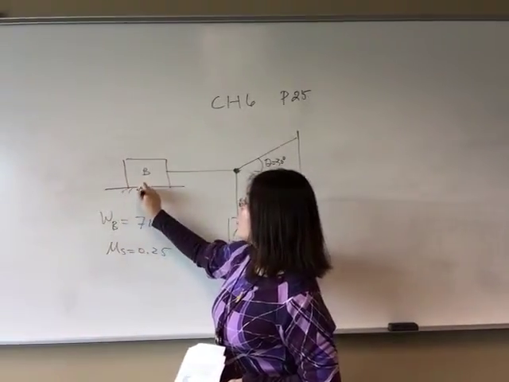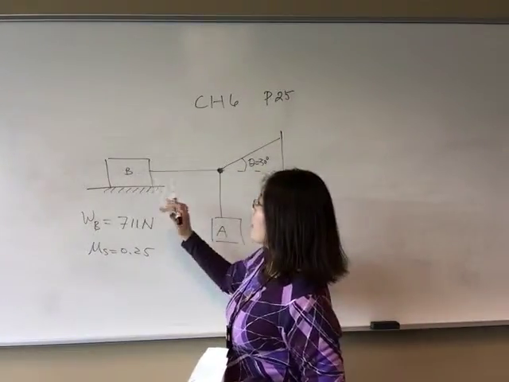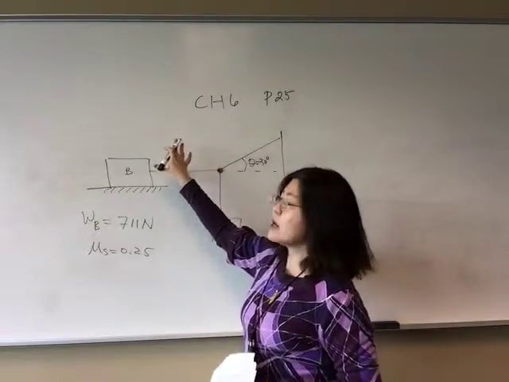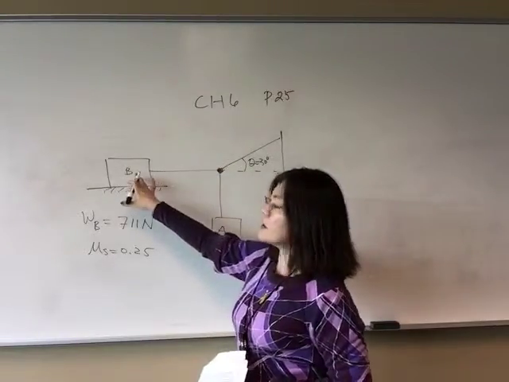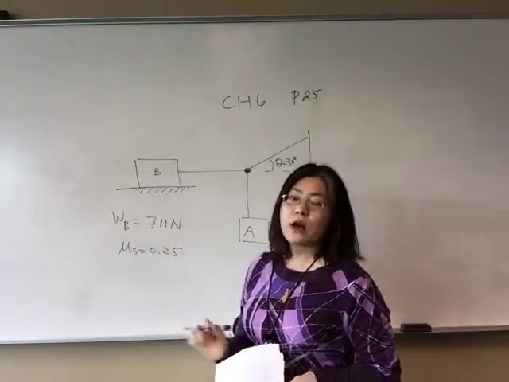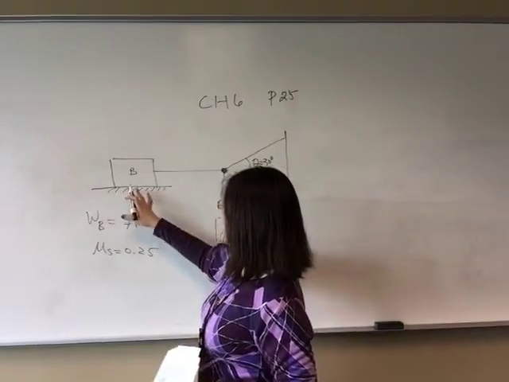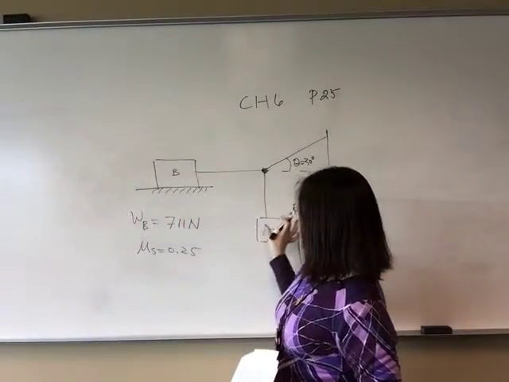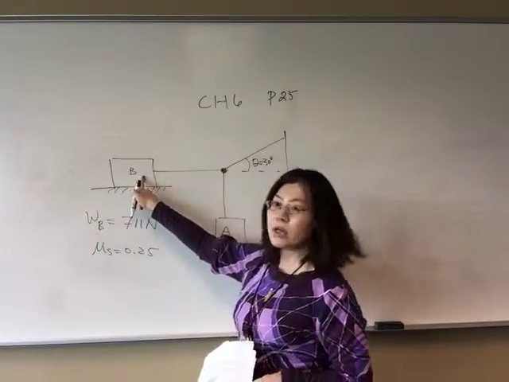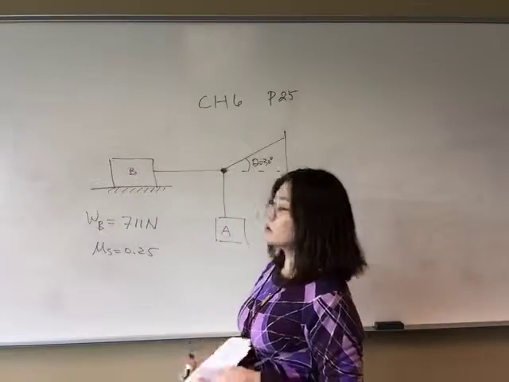Remember, there is a frictional force between the block and the floor. So when it's not moving, what is the attempted motion? The attempted motion will be to the right. So in other words, the friction force that block B is going to experience has to be to the left, in the opposite direction of the attempted motion. And because you want to find the minimum weight of A that will keep this stationary, block B is going to experience the maximum static friction before it moves.